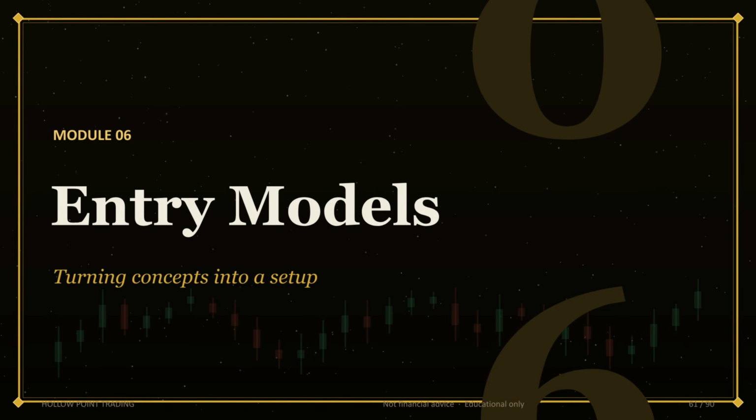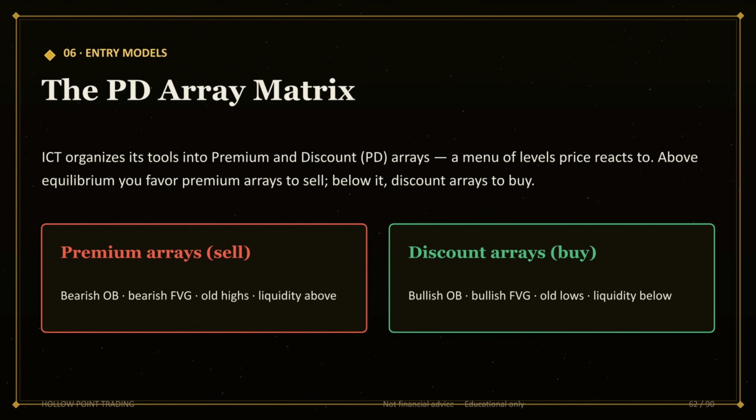We are now moving into Module 06, Entry Models. Here, we transition from observing concepts to applying them into actionable trading setups. ICT organizes trading tools into premium and discount, or PD arrays. Above equilibrium, you favor premium arrays to sell. Below it, you favor discount arrays to buy. This helps you identify where price is likely to react.